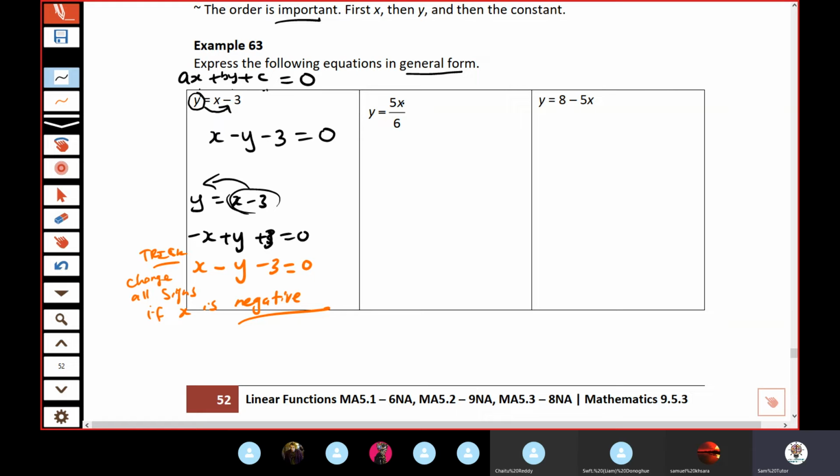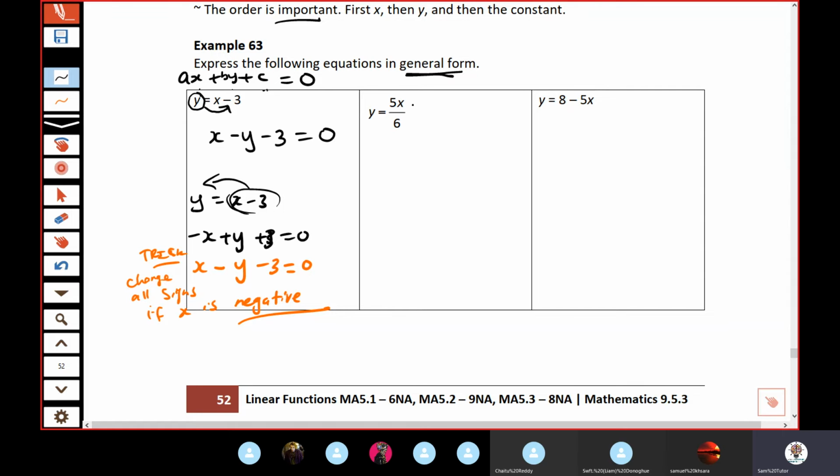So our aim for general form is to keep x as positive, which right now it is. Our aim is also to make sure everything's on the one side, which it isn't right now. We've got it on two sides. And then eventually, we can't have any fractions either. So somehow we've got to get rid of the 6. So x positive, you got a tick. They're not on the same side. So maybe let's work on that one first.